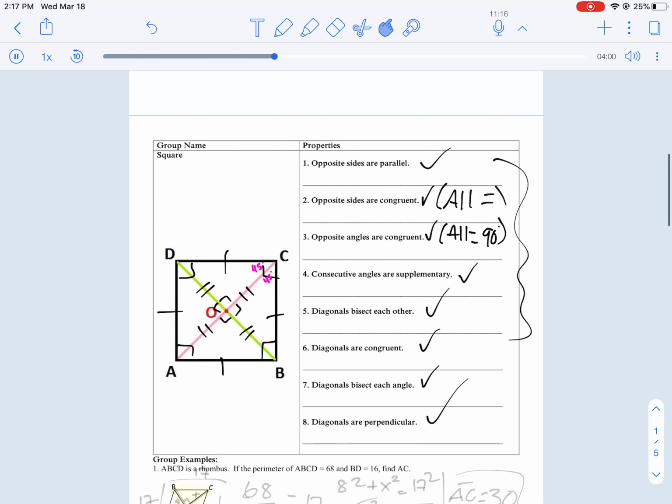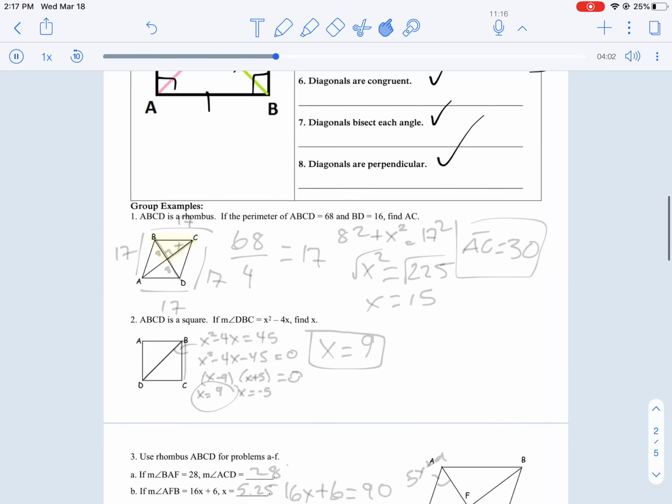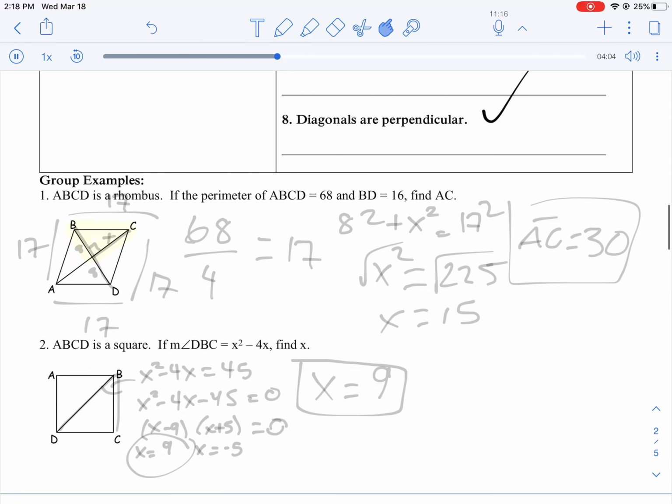Okay, so let's do some questions here. Read carefully what shape they're telling you it is, because a square and a rhombus are not exactly the same thing. A square has one extra property that a rhombus does not. So just be careful, read carefully. Let's try number 1.